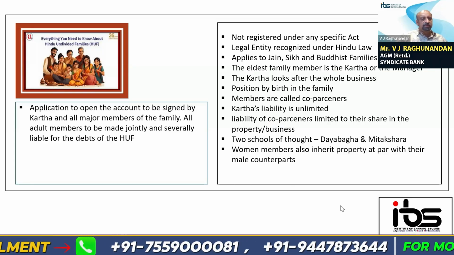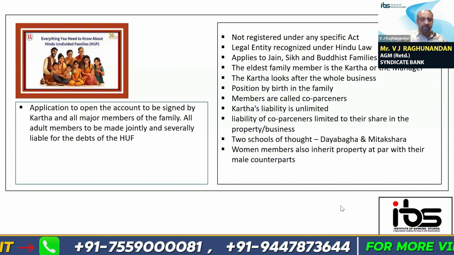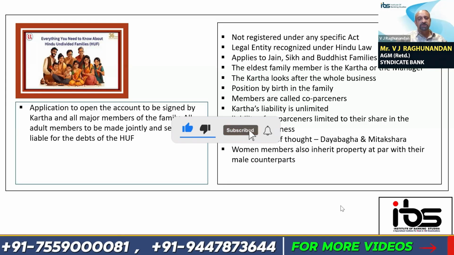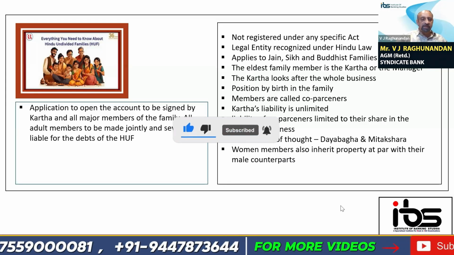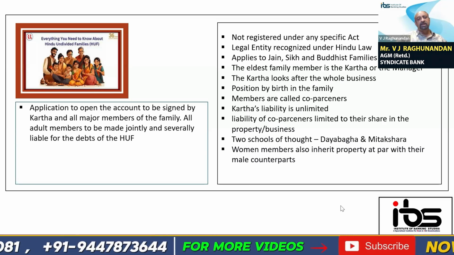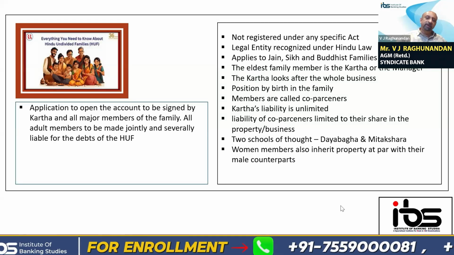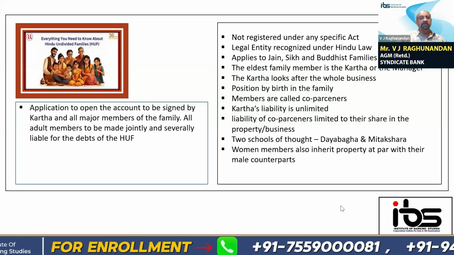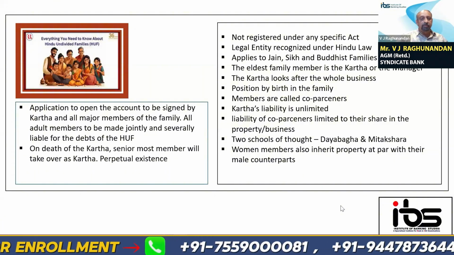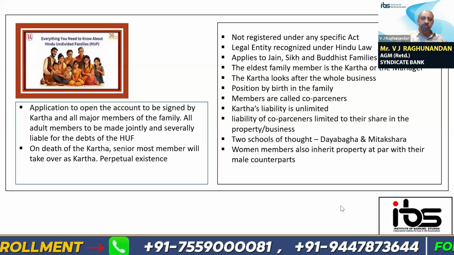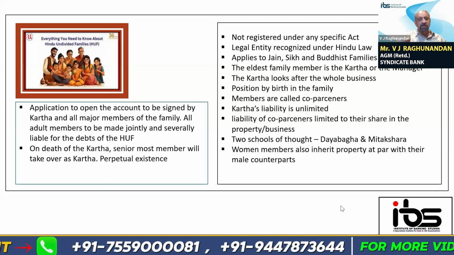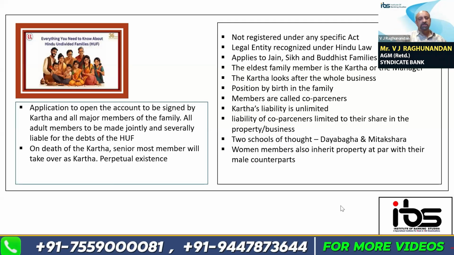What are the precautions you have to take? Application to open the account is to be signed by the Karta and all major co-parceners, right? Adult members should join, and we should also take them as guarantors so that ultimately you will make them jointly and severally liable, right? On the death of the Karta, the senior most member will take over as Karta. That means HUF has got a perpetual existence. When the senior most member who is a Karta dies, the next senior most member takes over as Karta.